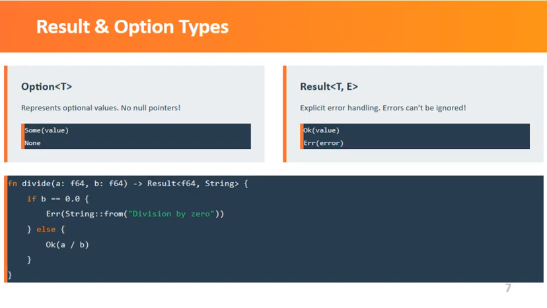Option represents optional values, eliminating null pointer exceptions entirely. Result handles errors explicitly, making them impossible to ignore. This forces you to think about error handling upfront, leading to more robust code.